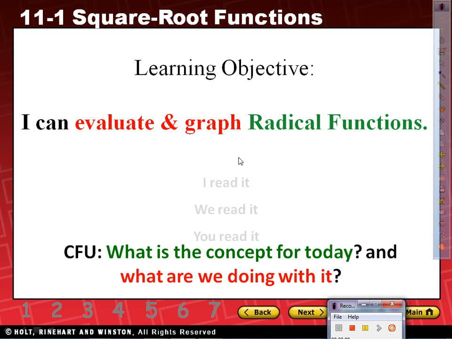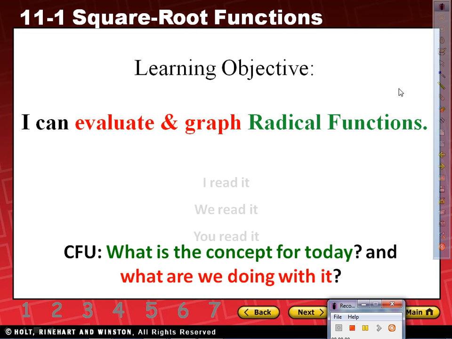So today we're doing two things. We're evaluating and we're graphing. But first, let's find out what radical functions are. At the beginning of the year, we introduced linear functions that gave us lines. From there, we went into quadratic functions, which gave us parabolas. Then we went into rational functions, which were equations that have fractions.